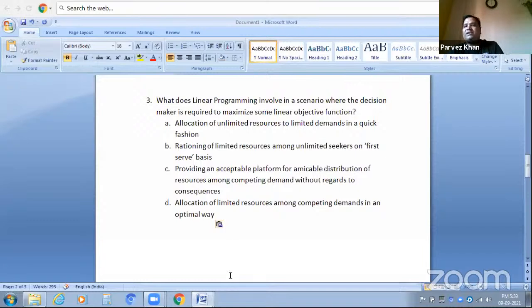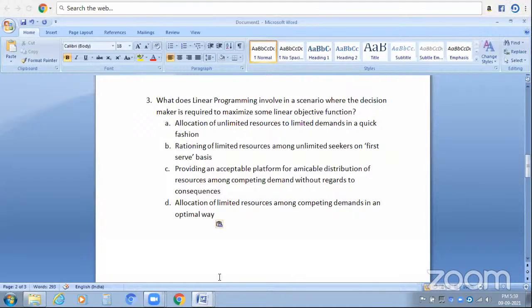What does linear programming involve in a scenario where the decision maker is required to maximize some linear objective function? Do you remember I have taught you what the objectives of linear programming problems are? Do you remember the objectives of linear programming?